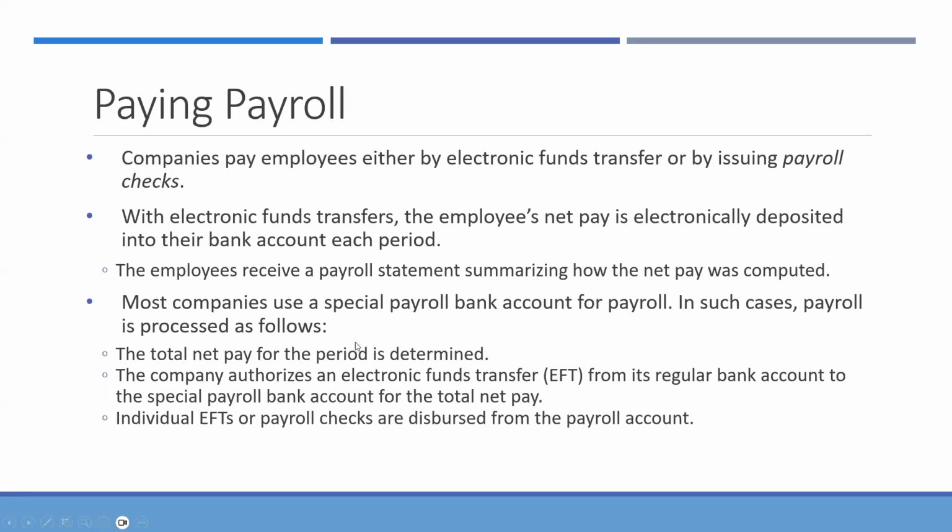Really, at the end of every day, the balance of this bank account is zero. It's simply a clearing account. So the company authorizes the total net pay, it gets transferred to this account, and then it gets immediately transferred to the employees or the checks or whatever. And then at the end of every day, the reconciled balance of the account is zero because we're not actually storing money in this payroll account. It's just a clearing account for the payroll amount of money.